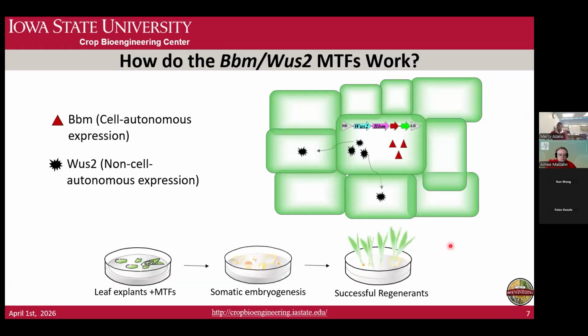So how do these morphogenic genes work? In this particular protocol, we talk about Baby Boom and Wuschel, although there are many other reports of other morphogenic genes. And so when your T-DNA, which carries both Baby Boom and Wuschel, gets into a plant cell, they are able to induce somatic embryogenesis, such that the differentiated leaf cells undergo somatic embryogenesis to produce calli, which can then, after the excision of those morphogenic transcription factors, go on to produce lots of transgenic plants for you.